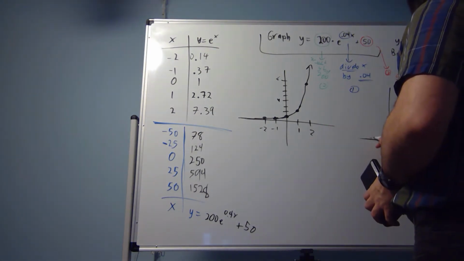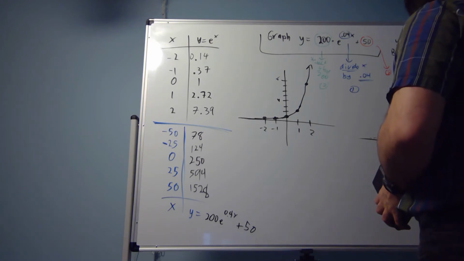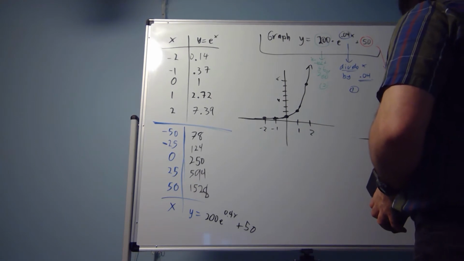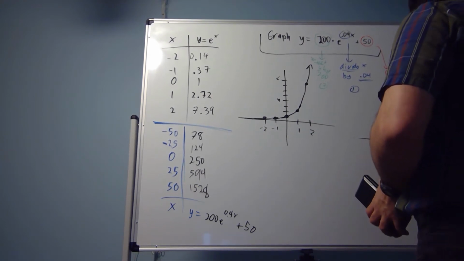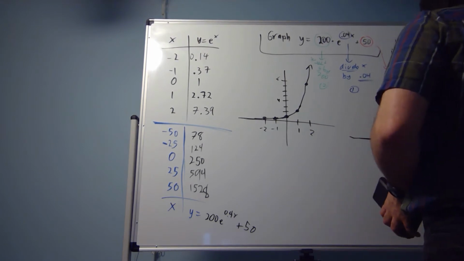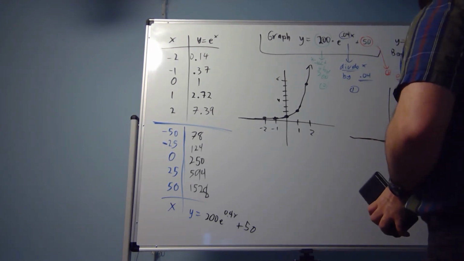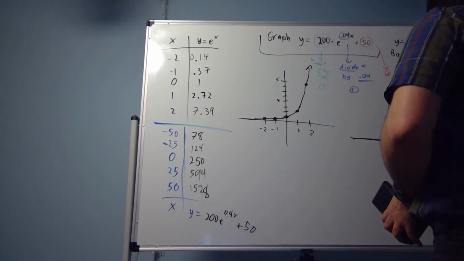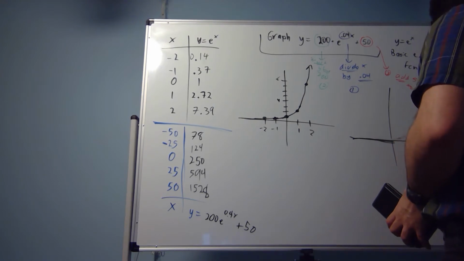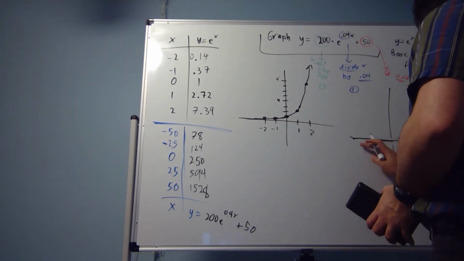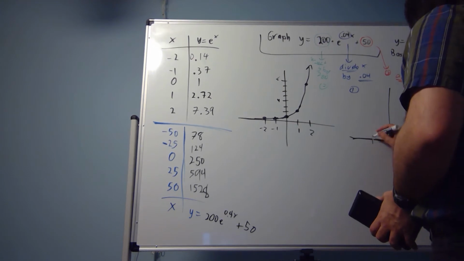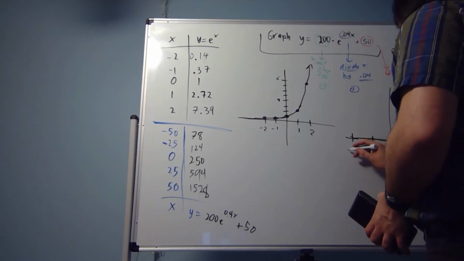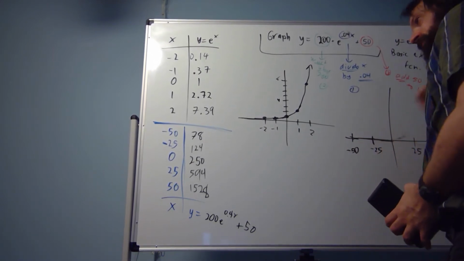So if the original one was kind of like this, the new one takes a lot longer because X has to go all the way out to 50 before all the cool stuff happens. But eventually we get that good old exponential.